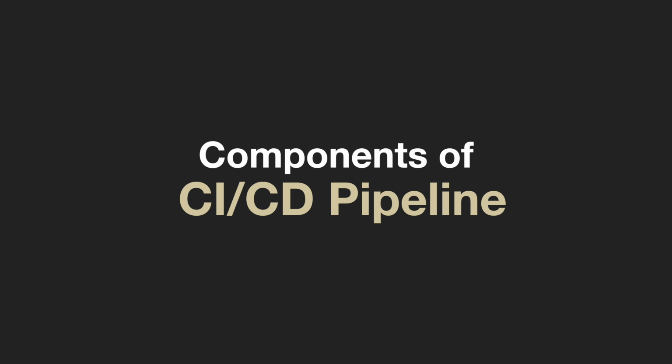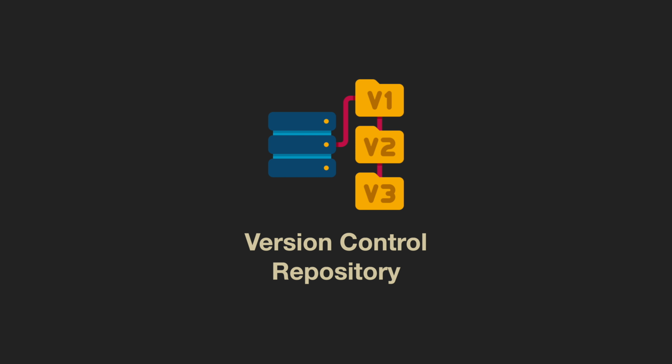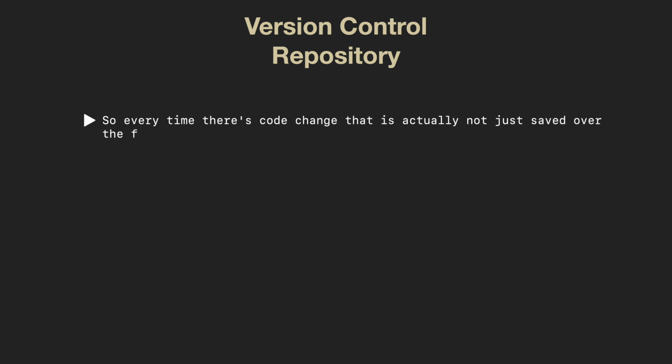Alright, so now let's take a look at what the components of a CI/CD pipeline are. The first one is a version control repository. Remember, I said the developer is going to put their code into the repository. This is usually a version control repository like Git. So every time there's a new code change, it is not just saved over the file, but it's actually going to save a revision of that file.